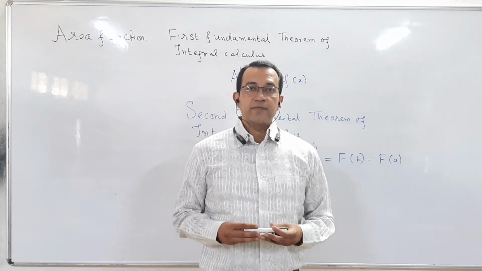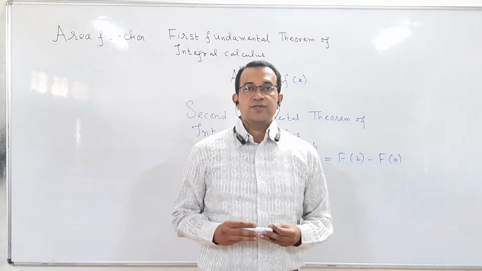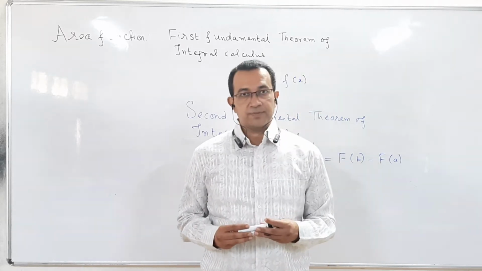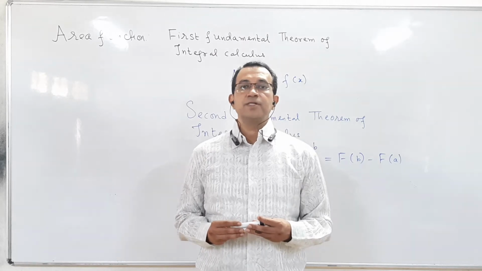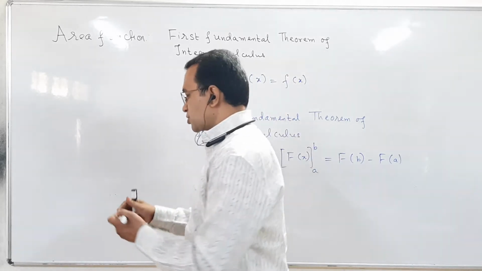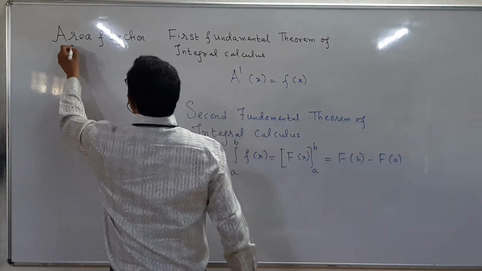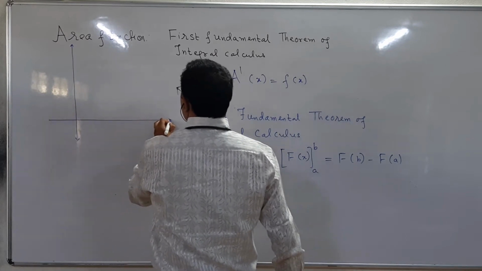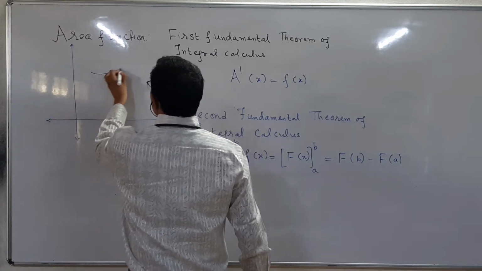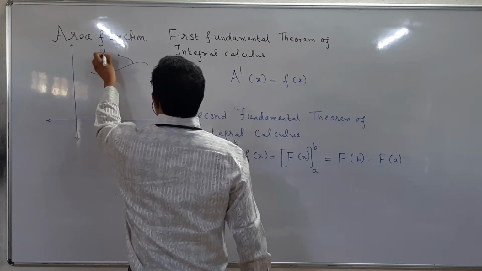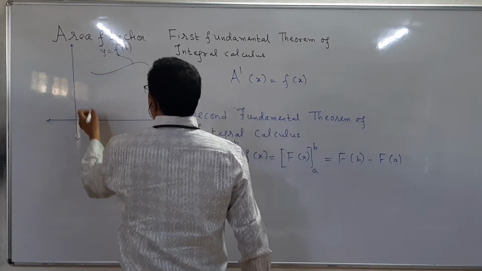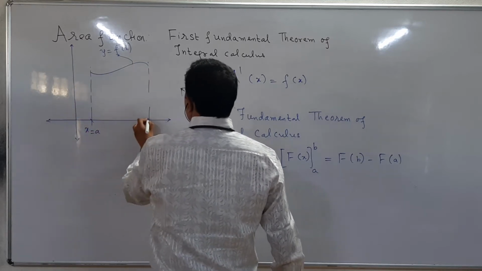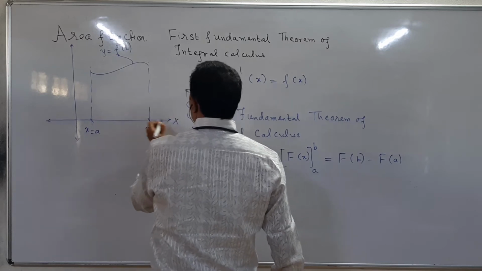Now in exercise 7.8 we have studied the value of definite integral as a limit of sum. We were finding limit of sum. In that part, I taught you that the value of definite integral is nothing but area under the curve. So this is a continuous function y is equal to f(x). Say this value is x is equal to a, and say this value is x is equal to b.